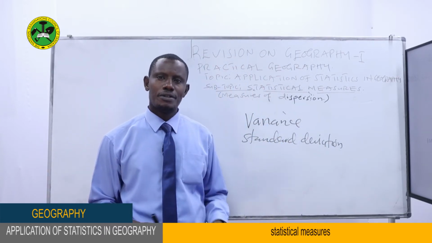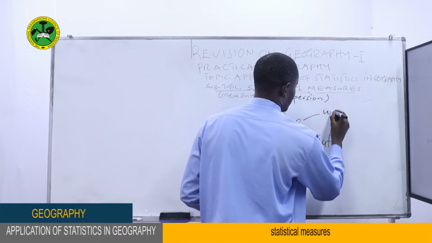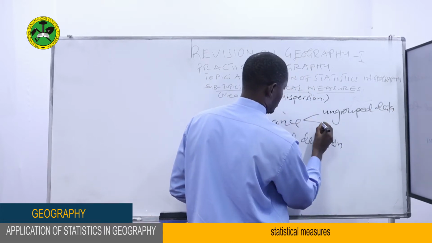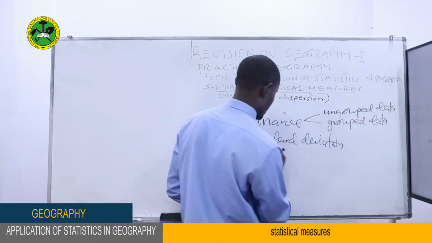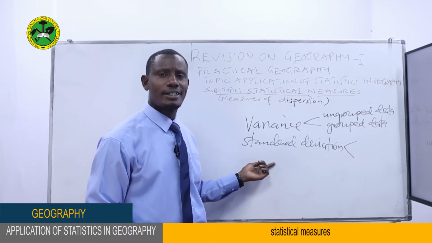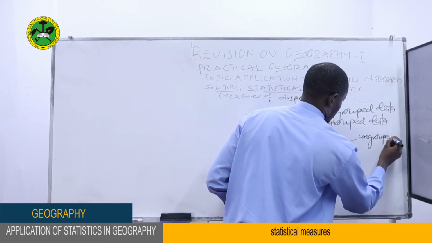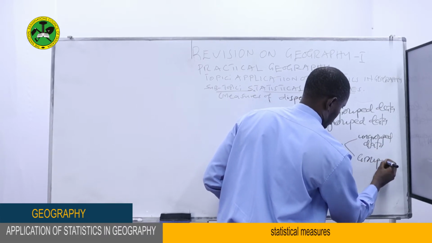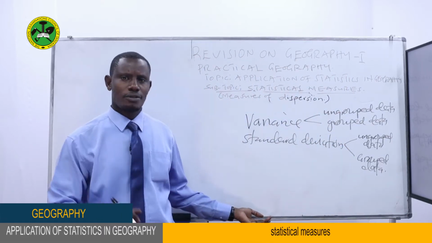Again, our revision is based on the variance for ungrouped data and grouped data. But again, we want to calculate or find the standard deviation for ungrouped data and grouped data. So that's the center of our revision.